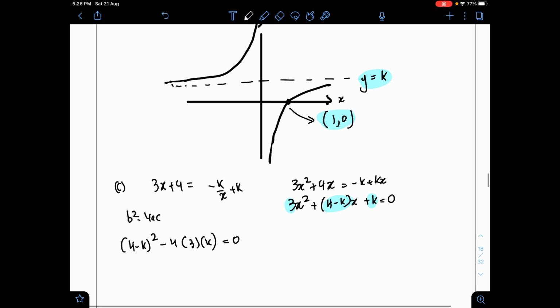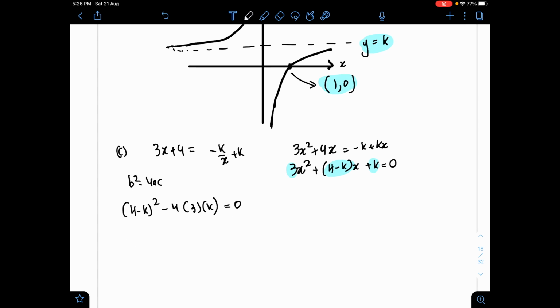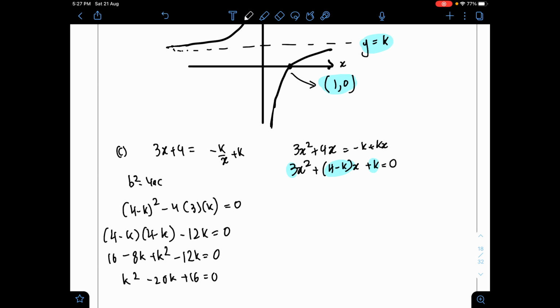So let's expand the bracket. That will be (4 minus k) times (4 minus k), minus 12k equals 0. So let's expand: 16 minus 4k minus 4k, so that is minus 8k, plus k squared minus 12k equals 0. So that will be k squared minus 20k plus 16 equals 0. So now we can solve. We can use the quadratic formula.